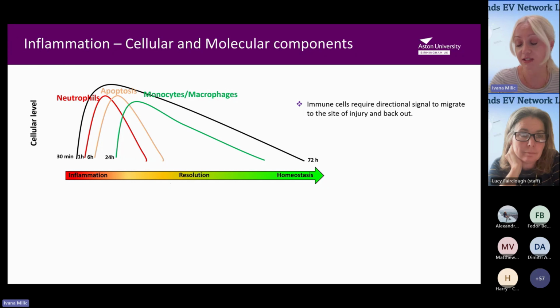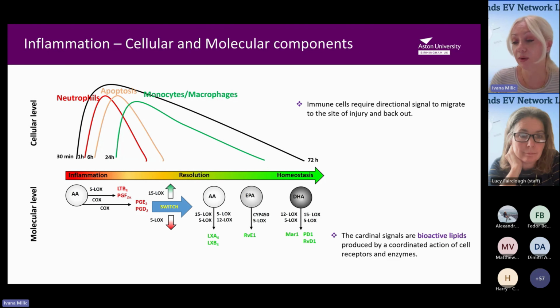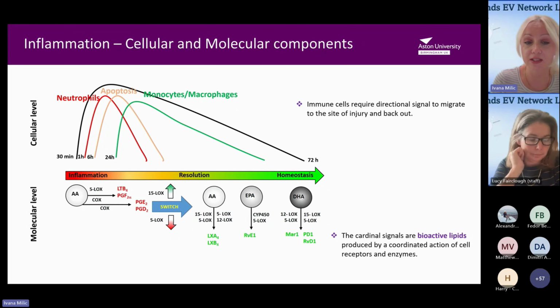And all of this is actually tightly regulated by bioactive lipids, known as lipid mediators of inflammation, which are synthesized by the coordination of the enzymes and the cell receptors locally at the inflamed sites. And you can see that some of them marked here in red are driving the inflammation, while those marked in green here are the ones that are actually helping tissue regain its homeostasis. And I will talk a little bit more about this during my talk.